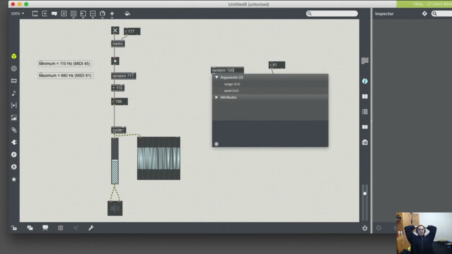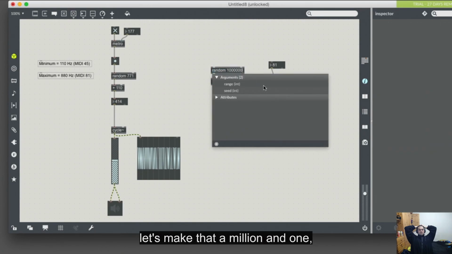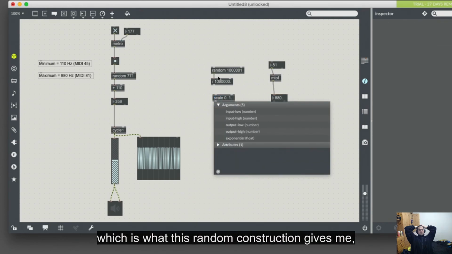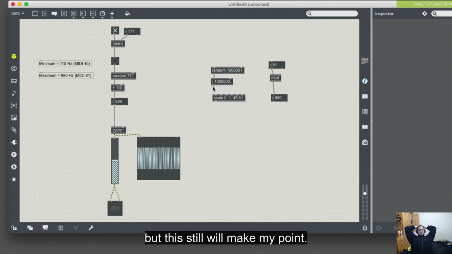range of random numbers, let's say 1,000,000. And we're going to divide by 1,000,000, as I showed you before. So we're picking a random floating point number. And just to be strictly accurate, let's make that 1,000,001, because random number gets to the end. And now we're going to scale it so that the input range 0 point to 1 point, which is what this random construction gives me, ends up being a random number between 45 and 81. I should have done this on this side, because again, I have only an integer number of hertz, but this still will make my point.